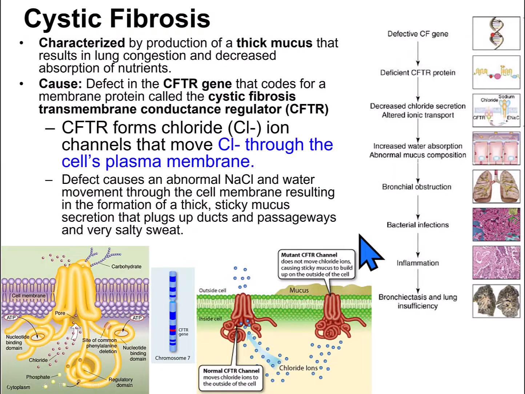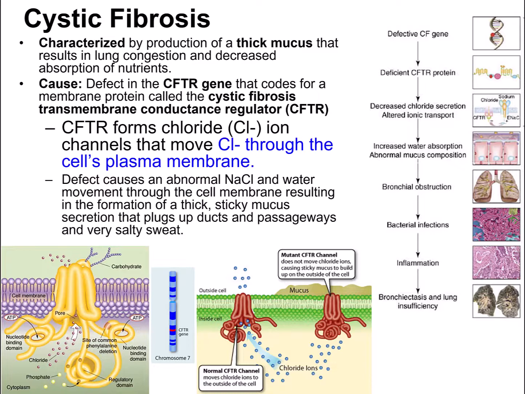So cystic fibrosis is characterized by the production of a thick mucus that results in lung congestion and decreased absorption of nutrients. We're also going to see that it has a big effect on the pancreas, those ducts in the pancreas to get those digestive enzymes from the pancreas into the small intestine.